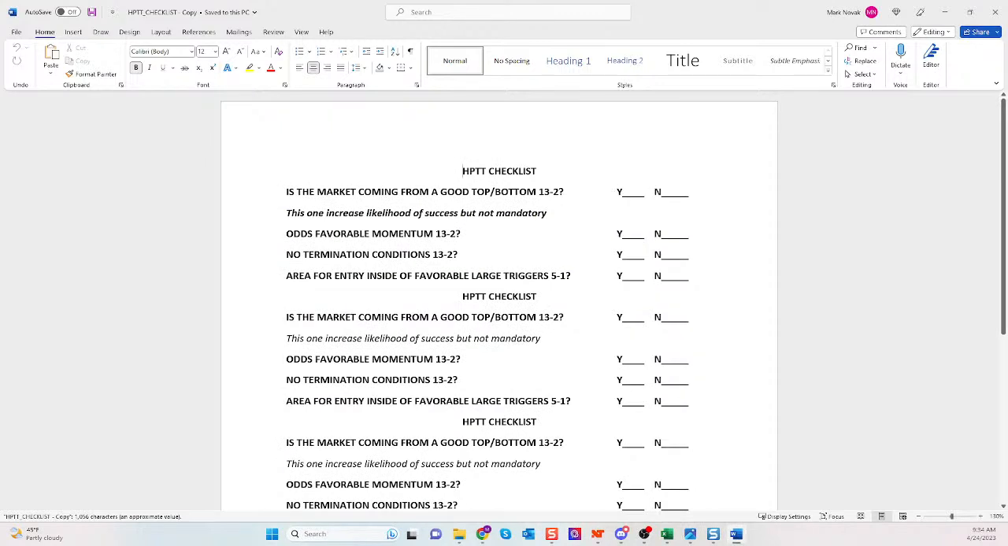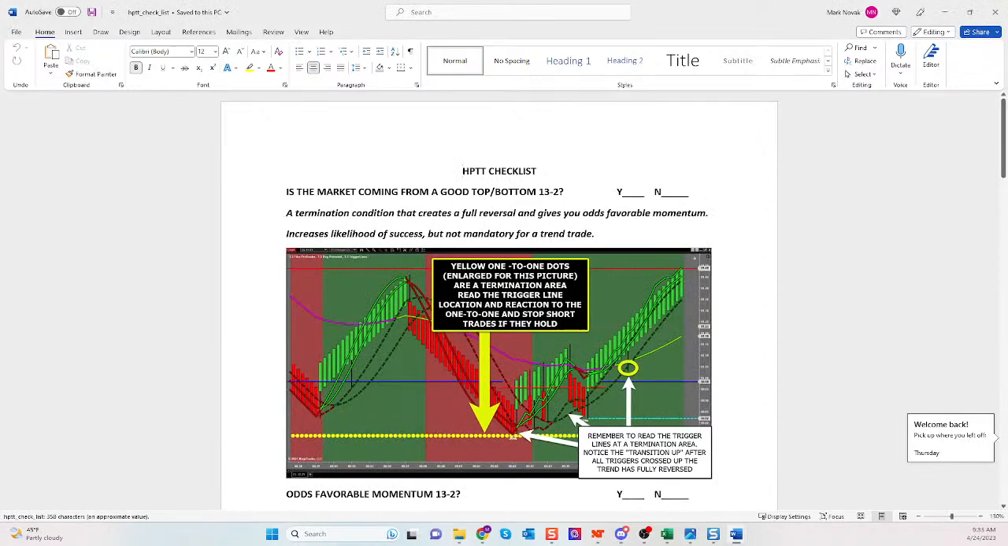Every trade I take as a new user, I check up against a checklist. Do I have a termination condition that creates a full reversal? Are my rules met? If I'm checking yes, I know that the advantages are in place. I just shared this checklist with you in the room. I'm also going to share this checklist with you in the room. It's the exact same checklist.